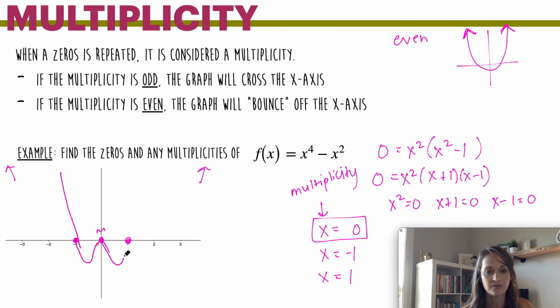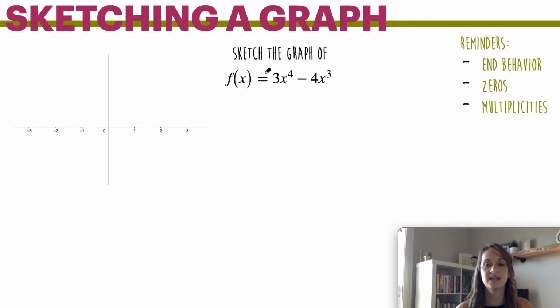Go back through at 1. We don't know how far down these turning points go, but we do know that it has to come back up to bounce at 0, and then go back up. So let's sketch a graph.